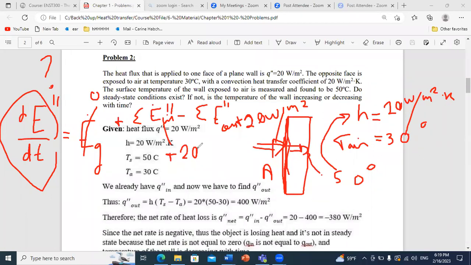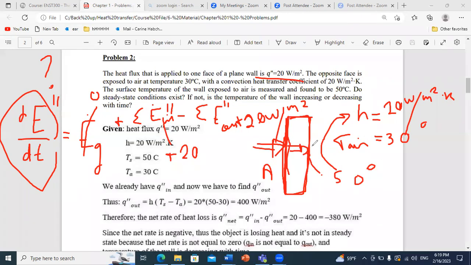It's convection only, depending on the control volume. Yes, convection. Exactly, by convection, depending on your control volume. I consider the control volume the wall. The wall is receiving a flux because I am imposing on it a heat flux, and it's losing a flux to the outer environment by convection.